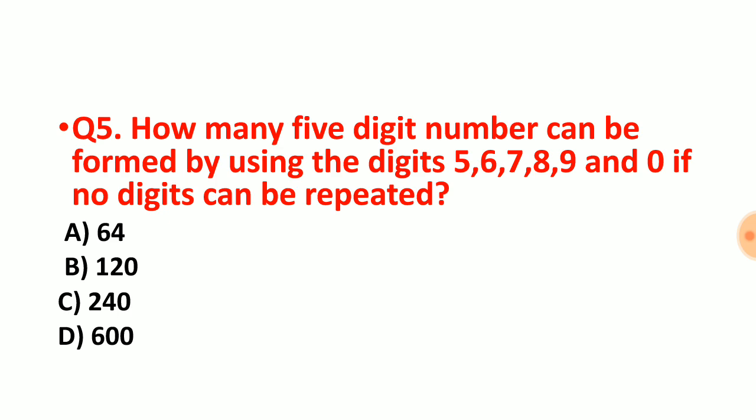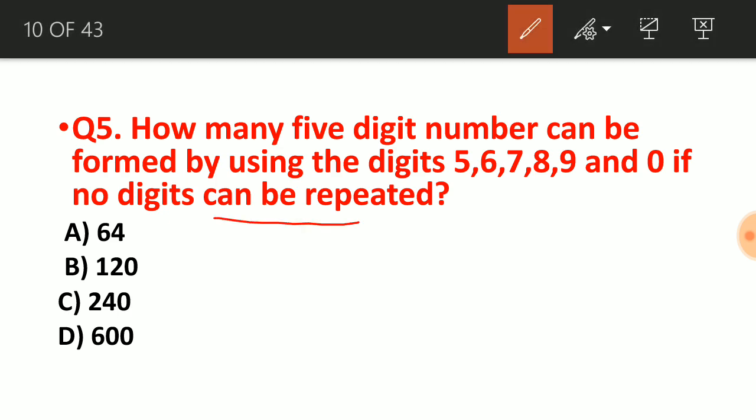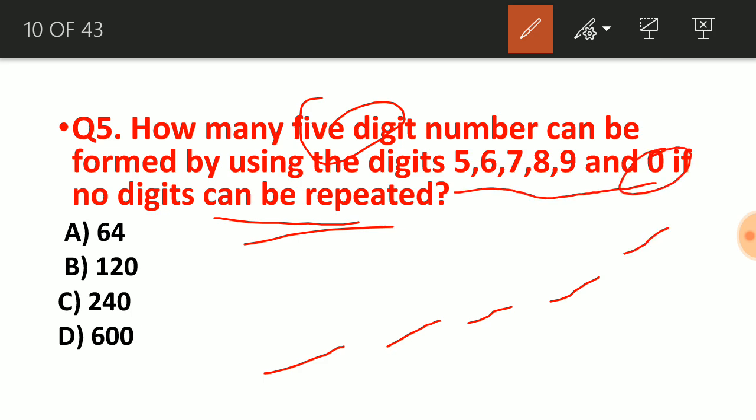Question number 5. How many 5-digit numbers can be formed by using the digits 5, 6, 7, 8, 9 and 0 if no digit is repeated? No digit can be repeated. For this case we will select how many 5-digit numbers. So we will make 5 digits here. If I write this 0 at first digit, then that will be only a 4-digit number. Because of that we cannot write 0 at first.